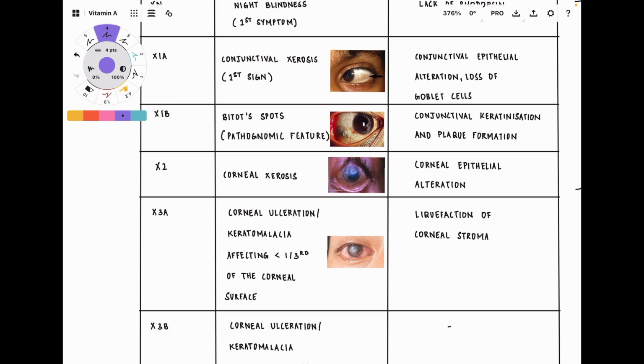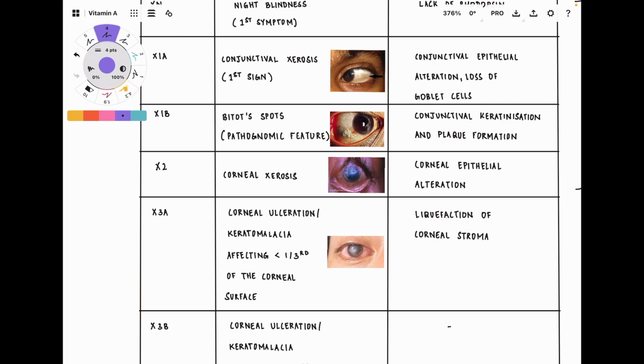Next stage is X1A. Here, conjunctival xerosis is seen. One liner which is important in this stage is that it is the first sign of vitamin A deficiency. It is due to conjunctival epithelial alteration and loss of goblet cells.